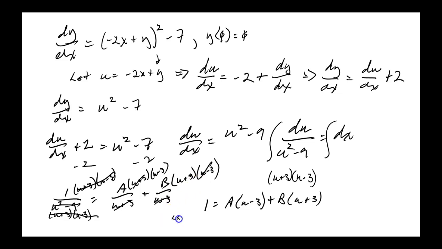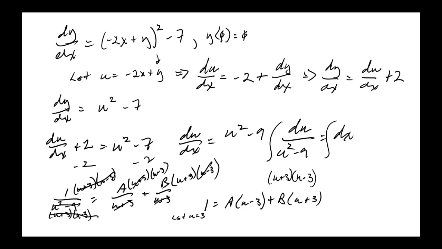Let's just say let u equal 3. Why not? Seems like a nice number for u to be. Well, on the left-hand side, we still have a 1. On the right-hand side, this goes to 0, so you have 1 is equal to, and when u is equal to 3, this would be 6b. So that implies that b is equal to 1/6. Well, that works so well.